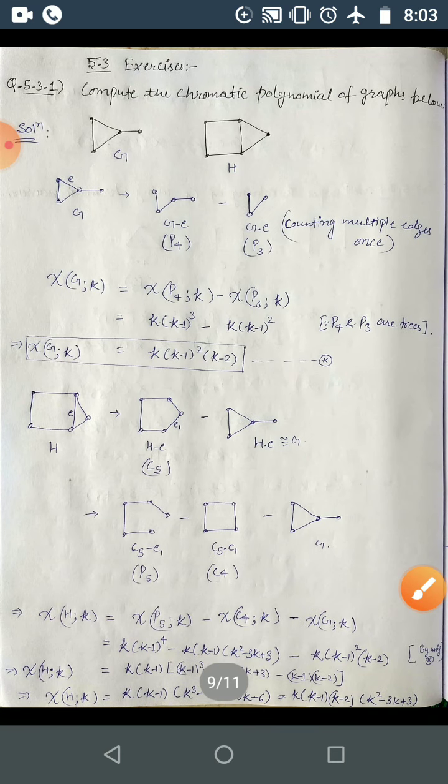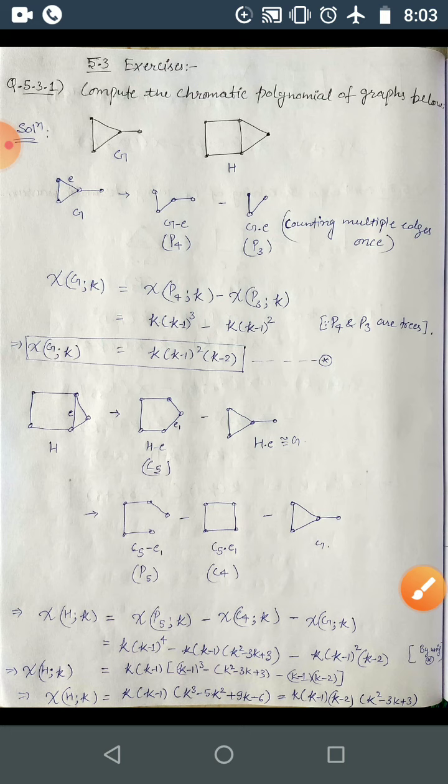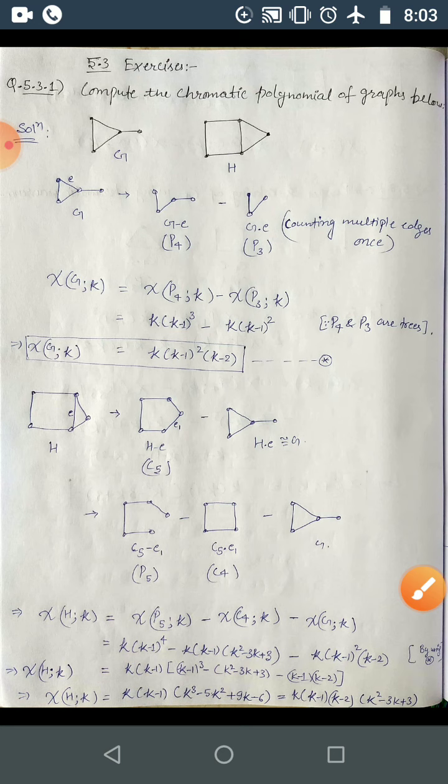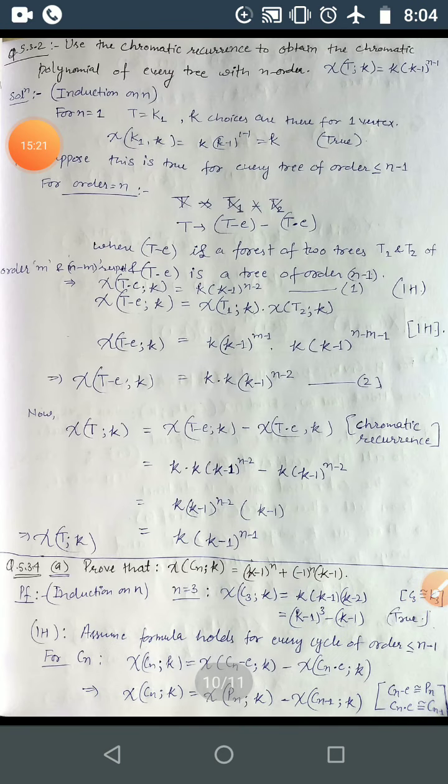So here it is done, correct? I think you will be calculating this one, then just do the calculation part and it will be done. In the last we got k into (k minus 1) into (k minus 2) into (k square minus 3k plus 3). Okay, so this is the chromatic polynomial for H, and the chromatic polynomial for G is this one. I hope you got this one. Correct. Now come to question number 2.